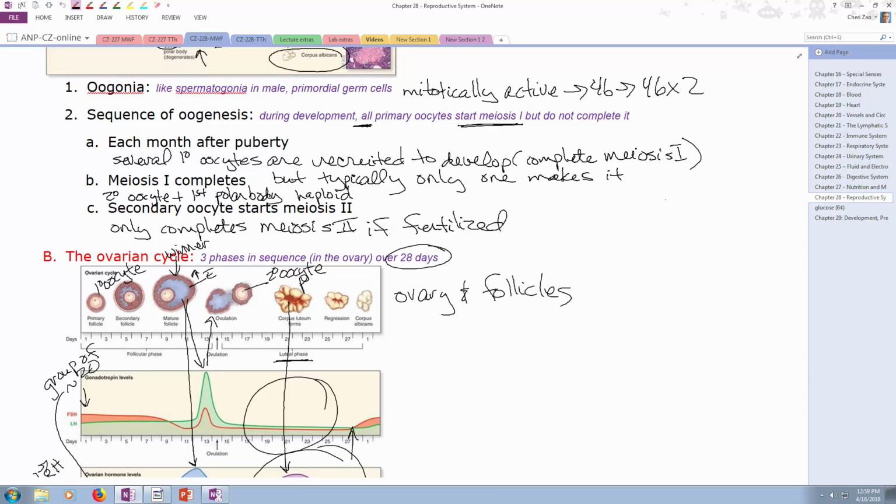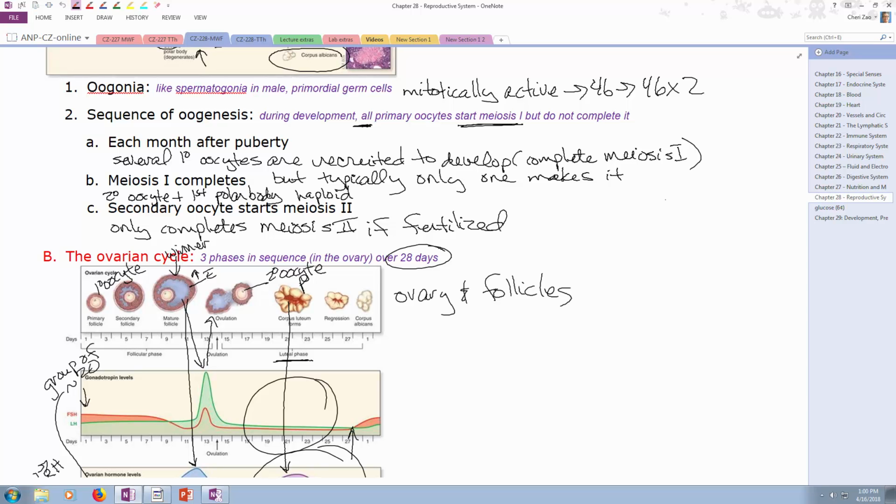What that means is that you will go from 2 sets of chromosomes to 1 set of chromosomes, and that means your cell will go from diploid to haploid. So meiosis has 2 stages, meiosis 1 and meiosis 2. In meiosis 1, a primary oocyte enters and gets stuck in prophase 1 of meiosis. And that is where that oocyte stays until it is puberty.